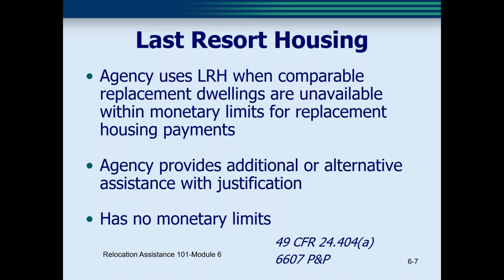So as we've discussed, the agency must provide at least one comparable, decent, safe, and sanitary replacement dwelling before requiring anyone to move. So if the replacement housing payment exceeds the statutory limits, you must use last resort housing. When last resort housing must be used, the agency is providing additional or alternative assistance to the displaced person. So what do you think constitutes the terms additional or alternative assistance? It could be higher monetary payments, or it could be alternative assistance in other ways, which we're going to discuss shortly.